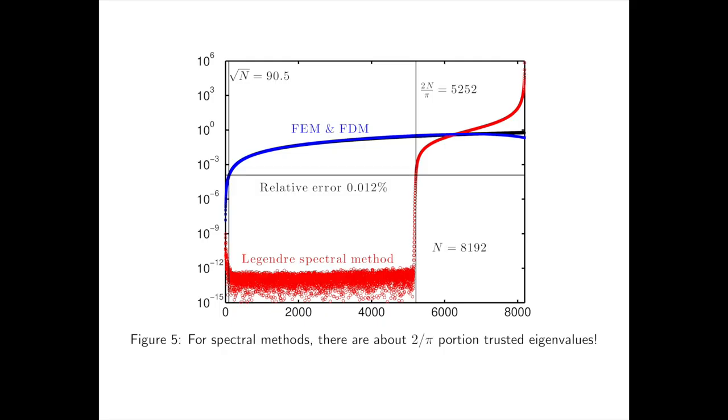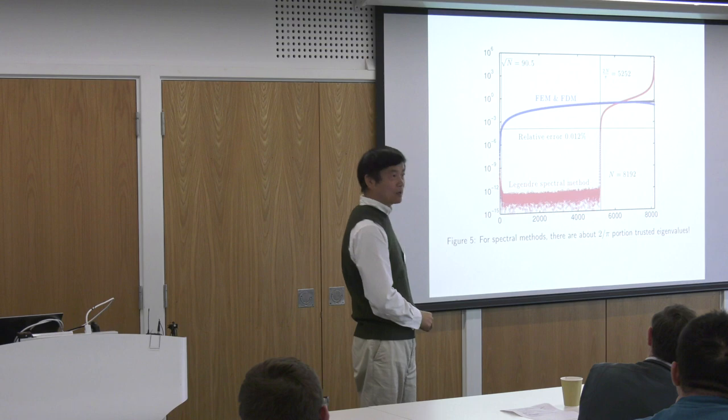And this is not random error here. This random error is this small, and it's getting large. And here, the vertical line is about 2n over pi, 5,000. So for the spectral method, at about 5,000, you can get like 10 to the minus 12 accuracy. And then you shoot out immediately from here and go off.